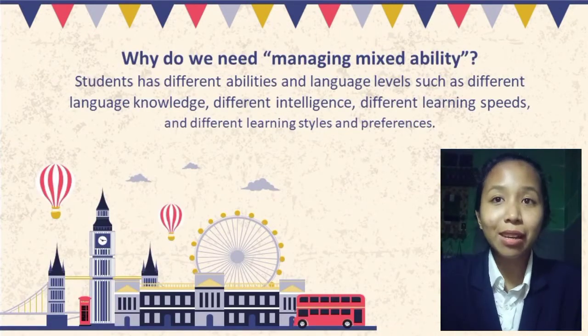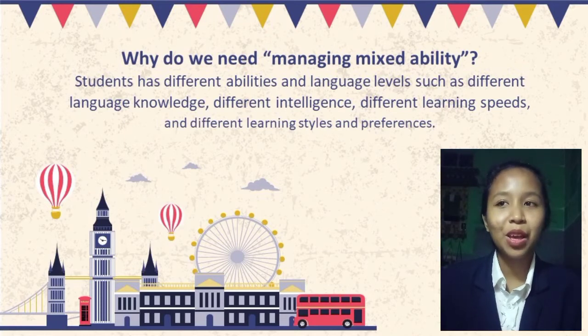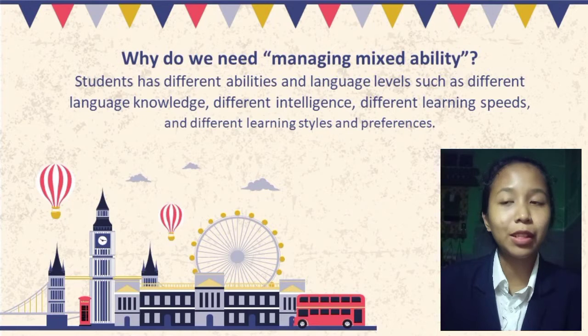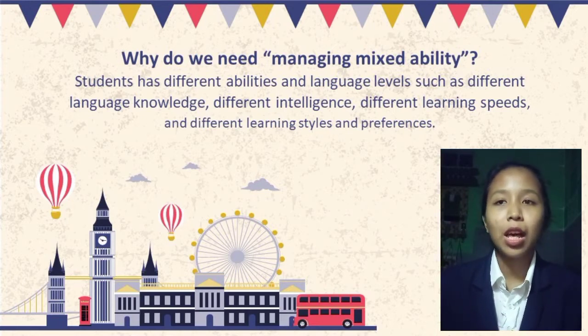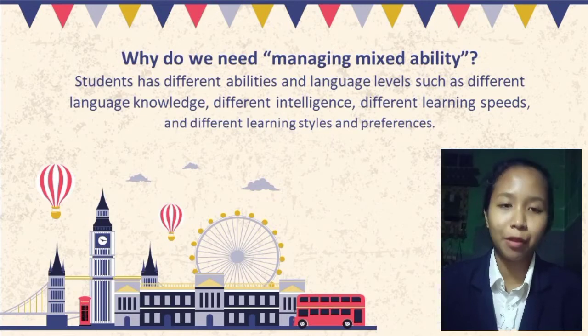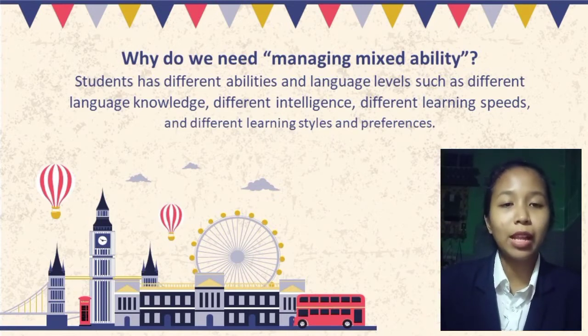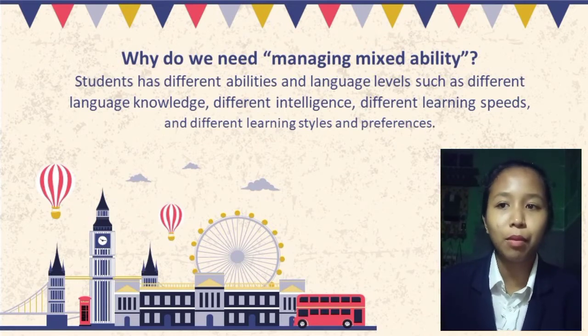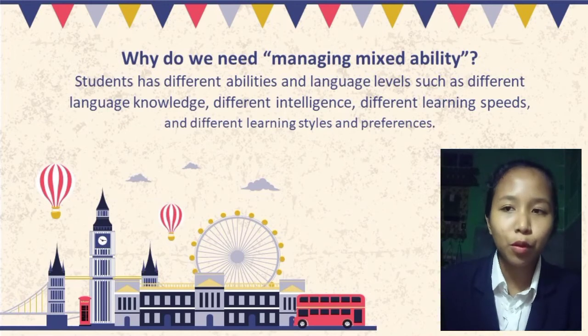Why do we need to manage mixed ability? Well, students have different abilities and language levels, such as different language knowledge, different intelligence, different learning speed, and different learning style and preference. In private language schools and language institutions, we try to make this situation manageable by giving students placement tasks so they can be put into classes with people who are at roughly the same level as they are.